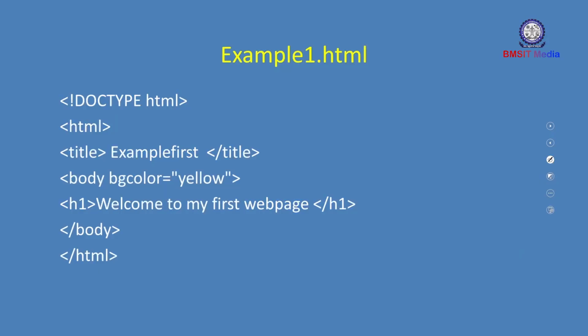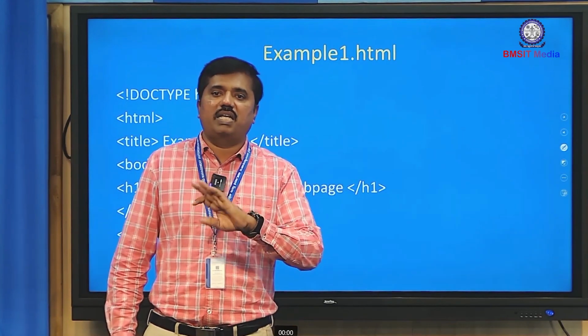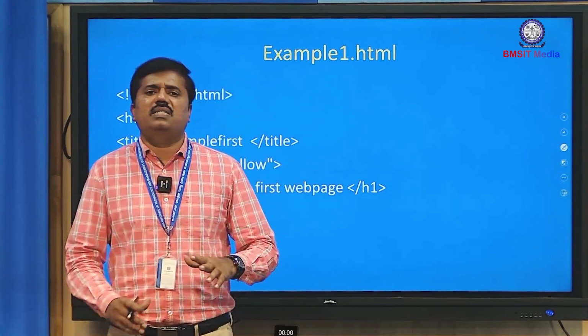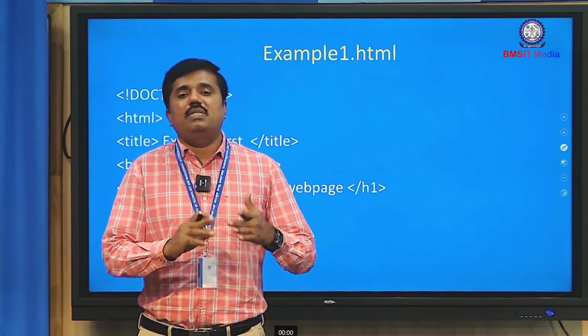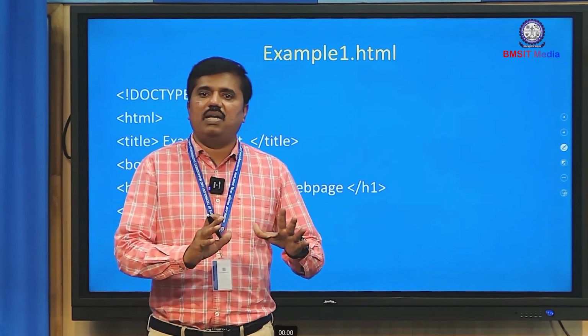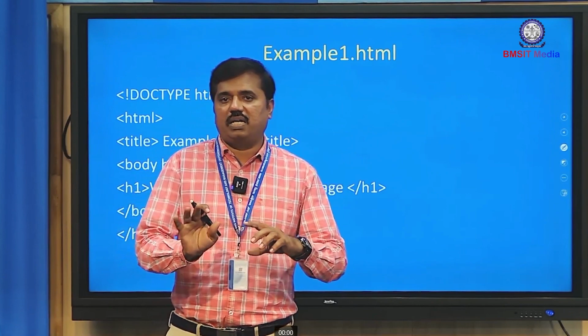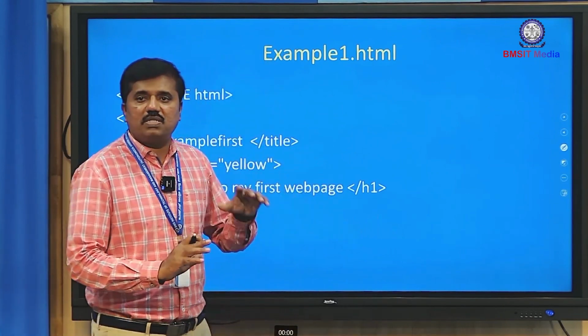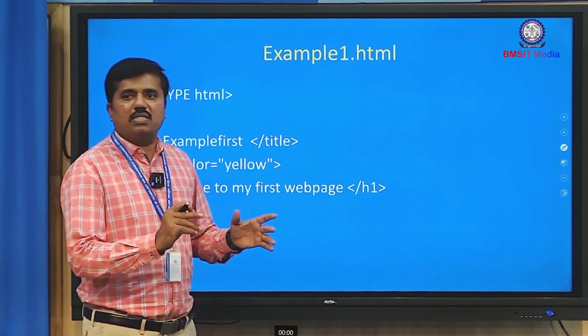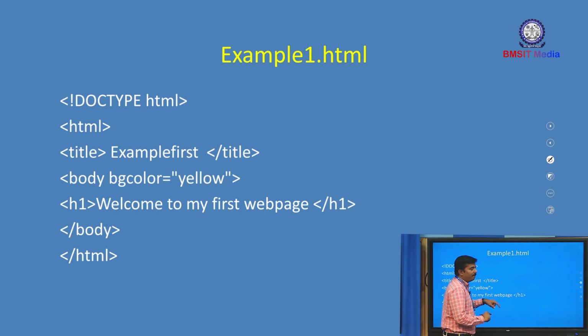Let's start. For my first HTML, the name of the file should have the extension .html. As you know, a text file is .txt, and if it is a document, .doc. Similarly, our markup language has the extension .html. So I named my first code file example1.html.